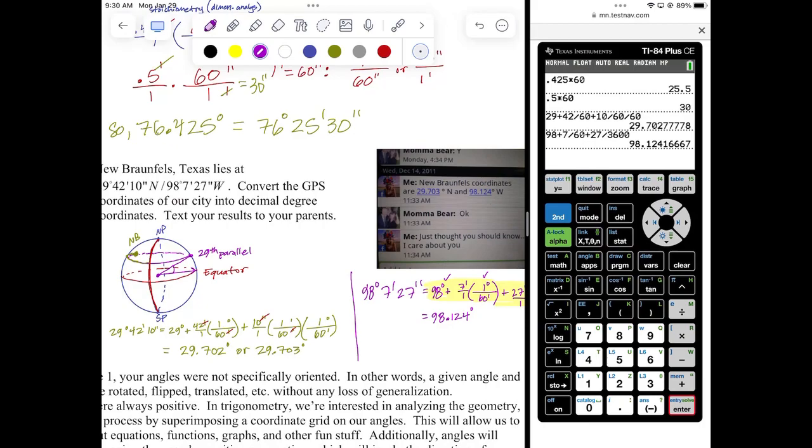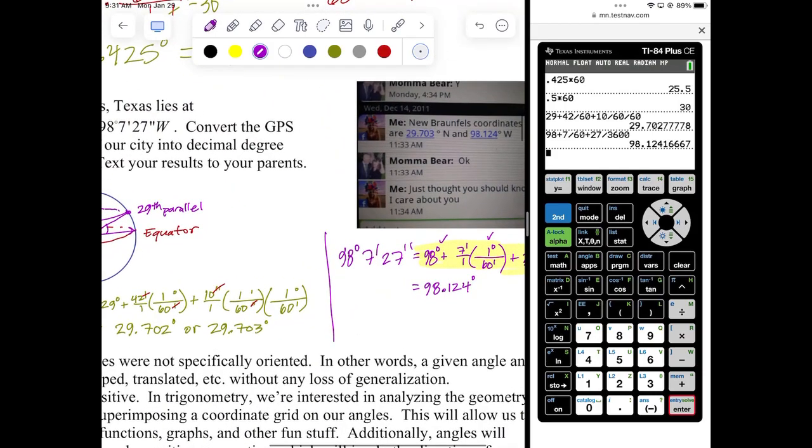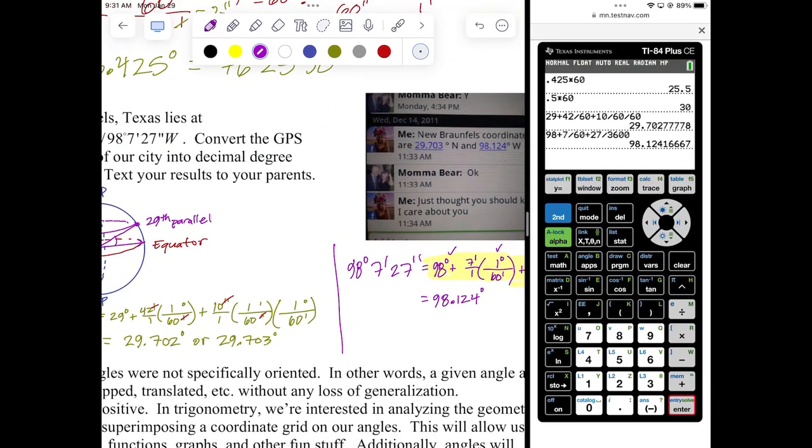Oh, I'm frozen over here now. No, I was charging it this morning, but that's 29. Yeah, my finger's not even working. Anyway, you could say it's 29.703 north by 98.124 west.